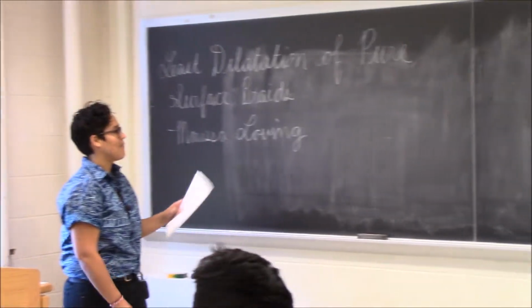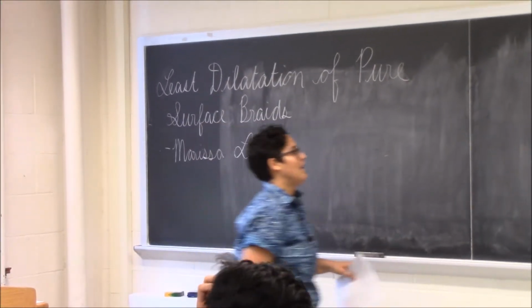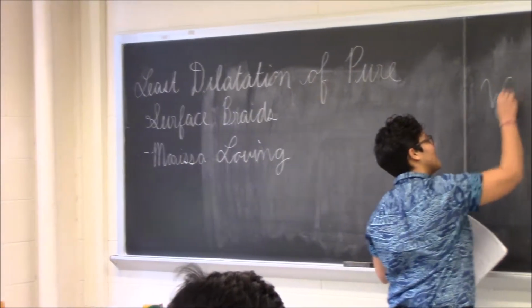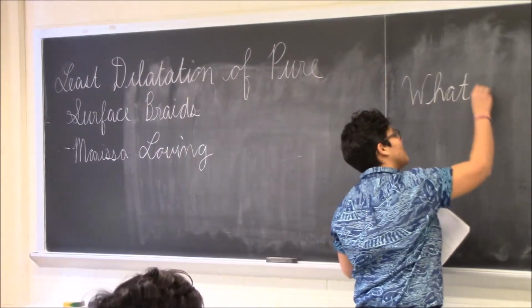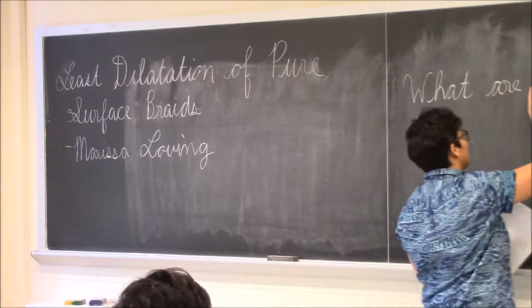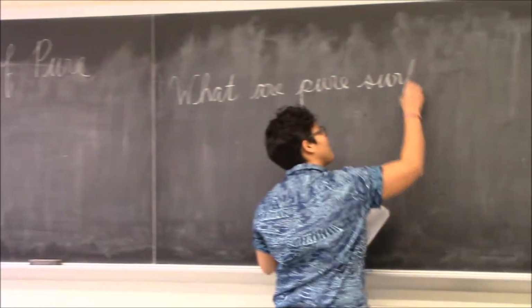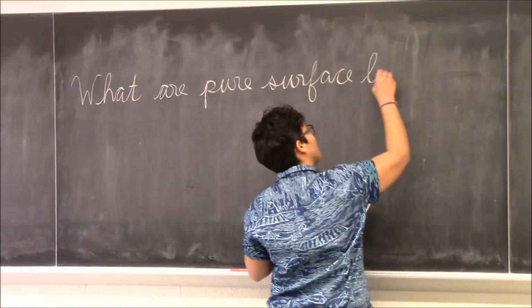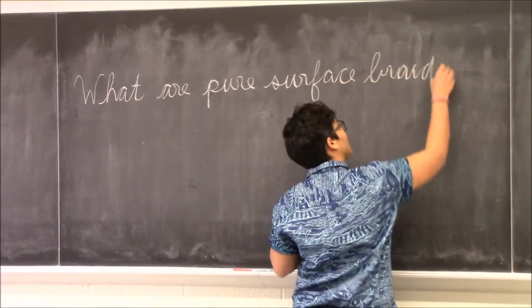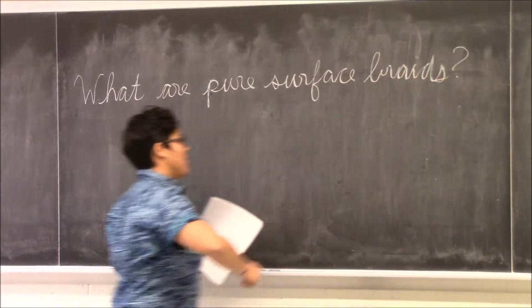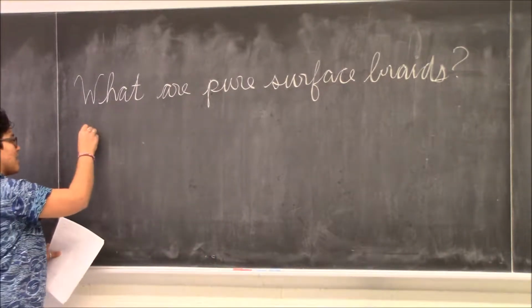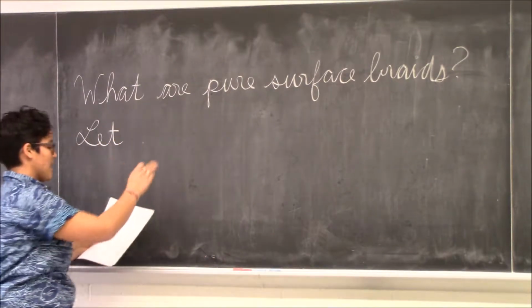So I'd like to start by unpacking my title a bit. And so, of course, the first thing that I should establish, if I'm going to talk about the least dilatations of pure surface braids, is what are pure surface braids? So I'll start with just this definition. So let's set some scenery, I guess.